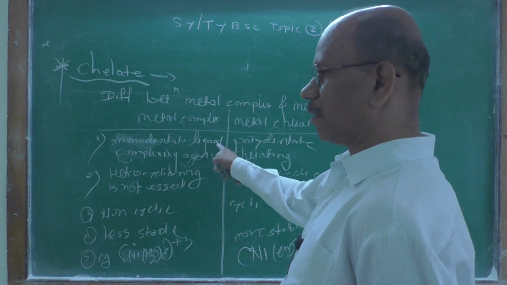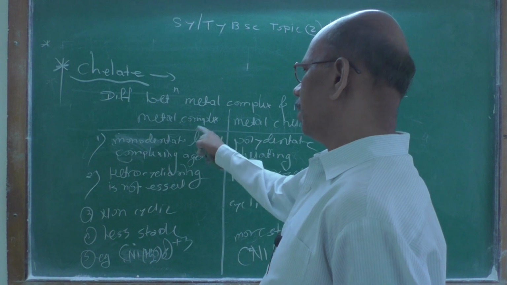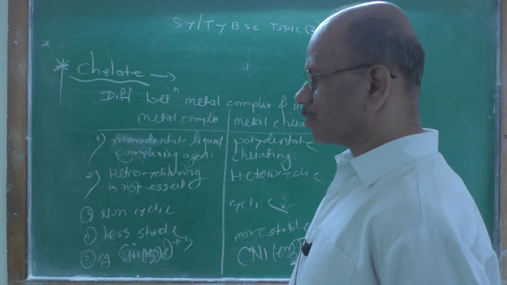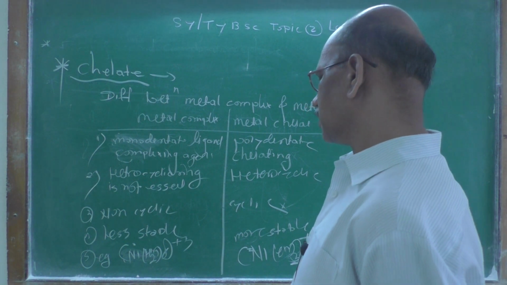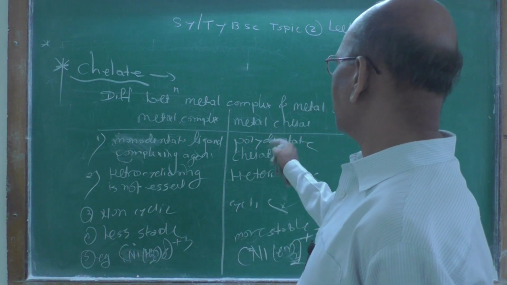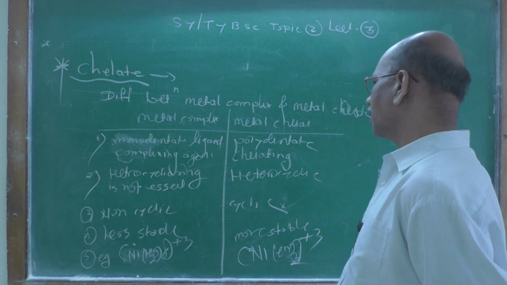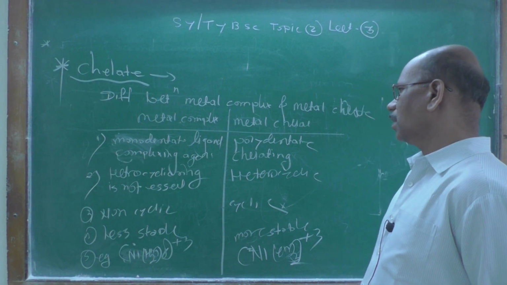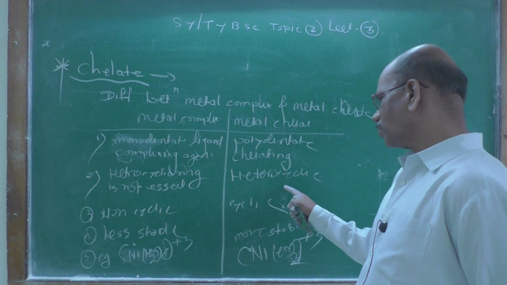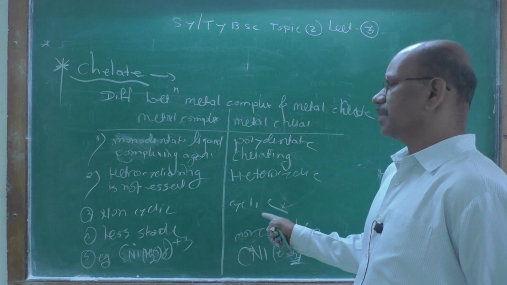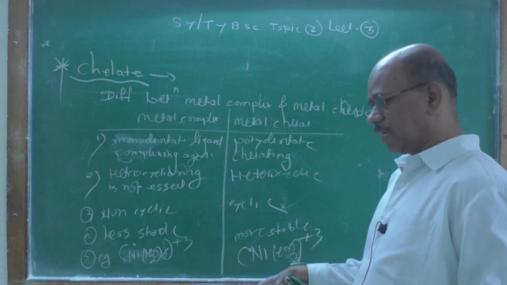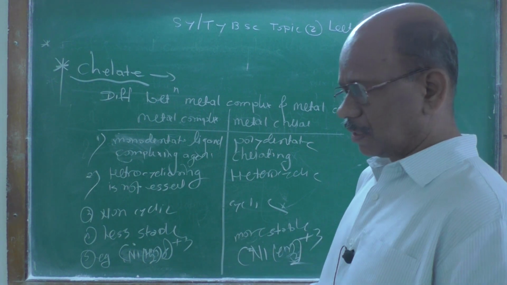In this way you can distinguish between metal complex and metal chelate. Monodentate ligand or complexing agent forms a metal complex. Heterocyclic ring is not essential. These are non-cyclic and less stable. When you consider metal chelate, polydentate ligand or chelating agent forms the metal chelate. Heterocyclic ring is essential. These are mostly cyclic, and that's why these are more stable.